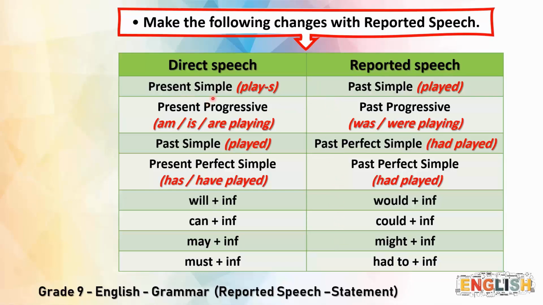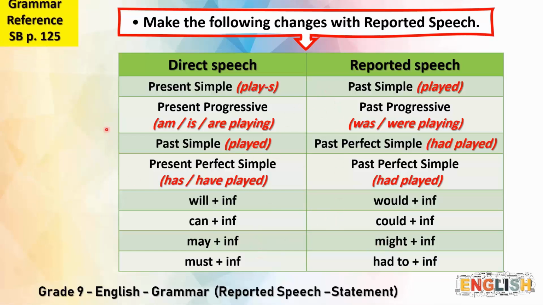As you can see, the present simple changes into past simple, and the present progressive changes into past progressive. The past simple changes into past perfect simple, and the present perfect simple becomes past perfect simple. Will becomes would, can becomes could, may becomes might, must becomes had to. And in general, the present tense changes into past tense.